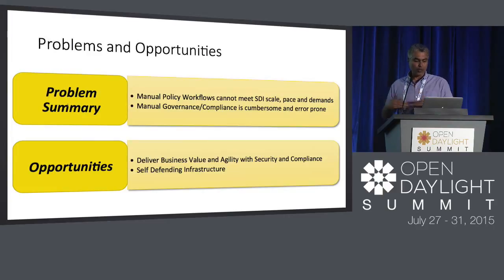The lack of automation. The second one is that manual governance and compliance is error prone. This exists today also, so in a way it's an opportunity for us to improve. It's very cumbersome and very error prone, especially when it comes to security compliance and things like that.